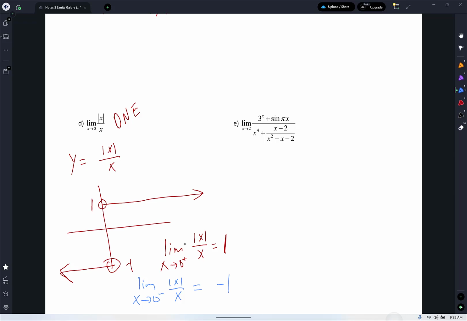What's up? What do you mean? The absolute value can't be negative, but the denominator can be. If I told you that x is negative 5, you'd have a positive 5 in the numerator and a negative 5 in the denominator, so you get negative 1. So it's either 1 or negative 1.